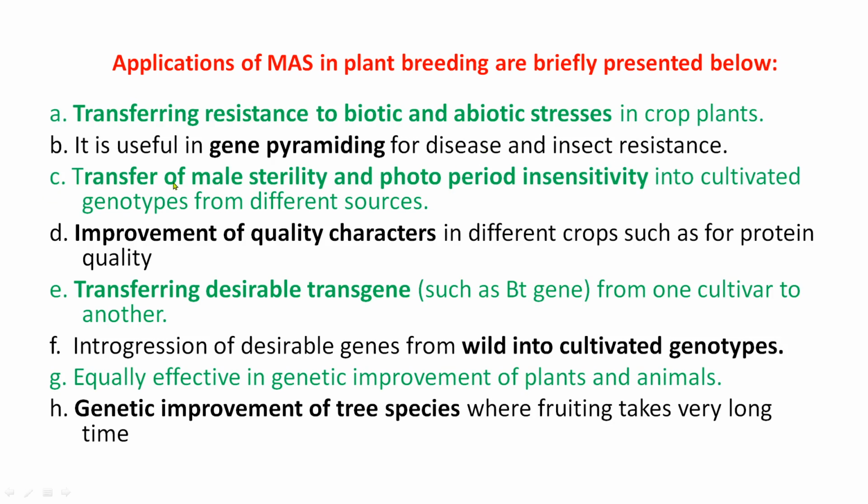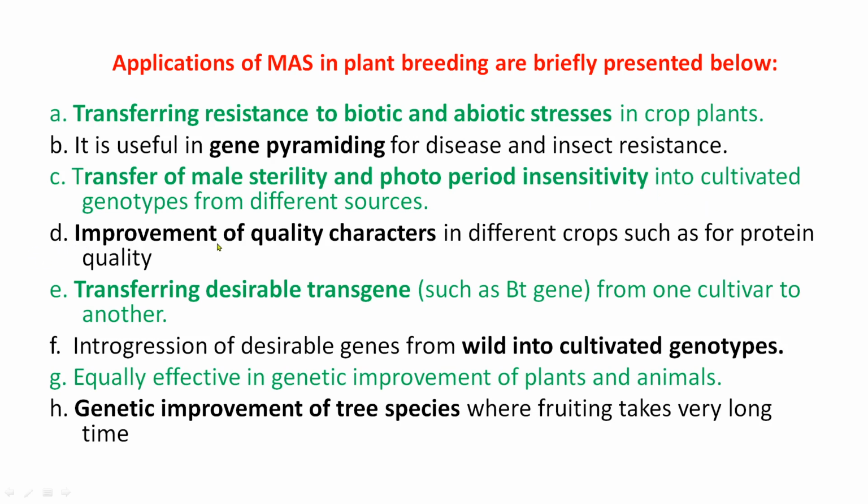The next one is transfer of male sterility and photoperiod insensitivity. These are 2 important breeding objectives, okay. So male sterility is for mass multiplication or mass production of seeds, and photoperiod insensitivity is for those crop plants where a long day period of sunlight is required for high yield, okay.